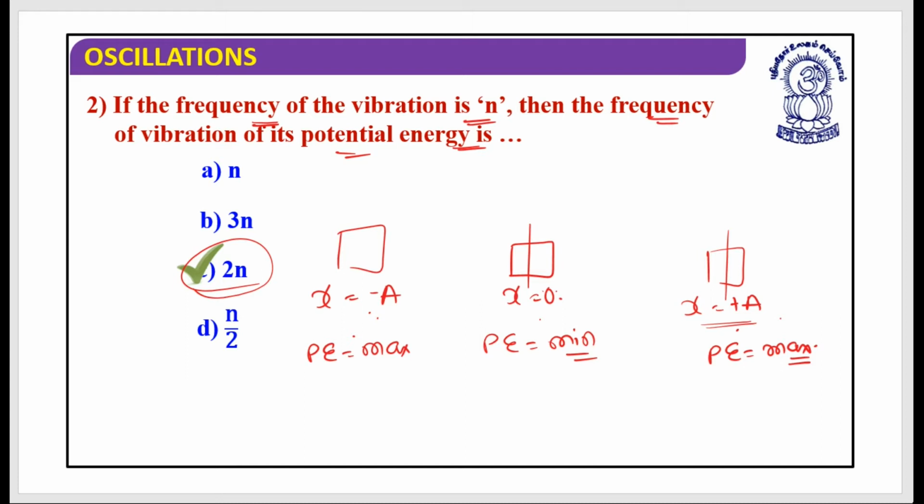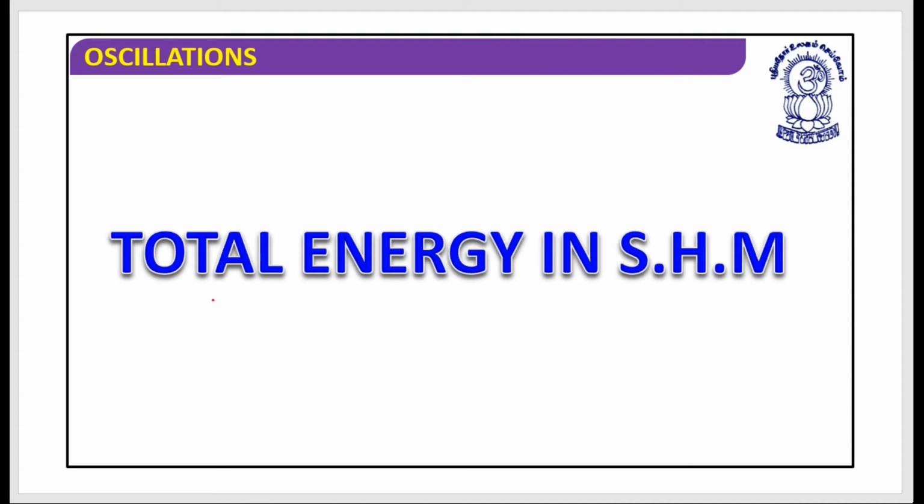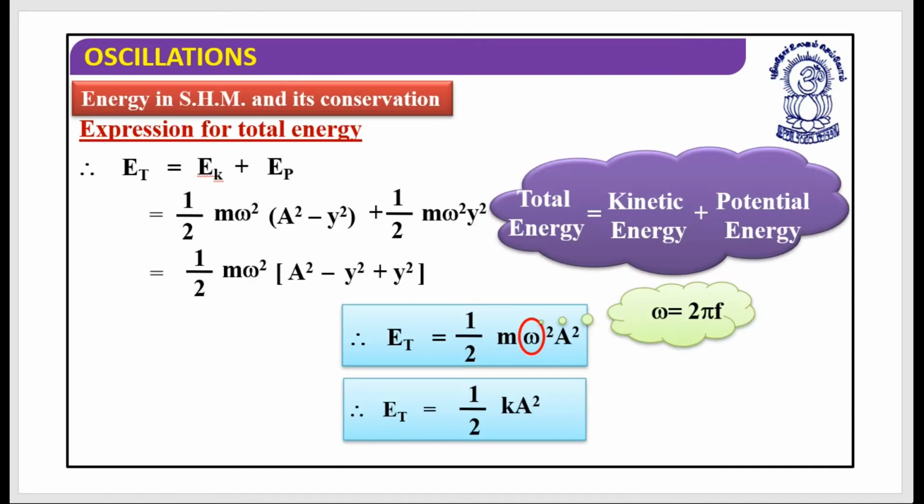So these were the quick questions. Is it clear? Are you sure? Now let's look one more time at the total energy in simple harmonic motion. When I say total energy in SHM, I mean it's the kinetic energy plus potential energy.